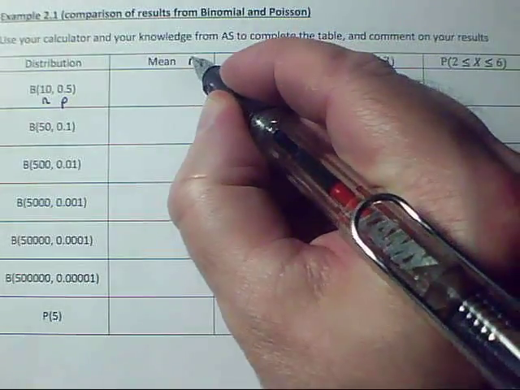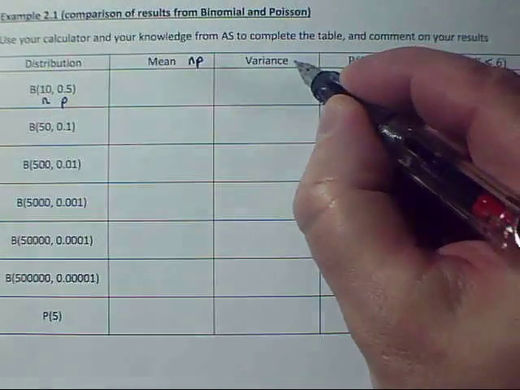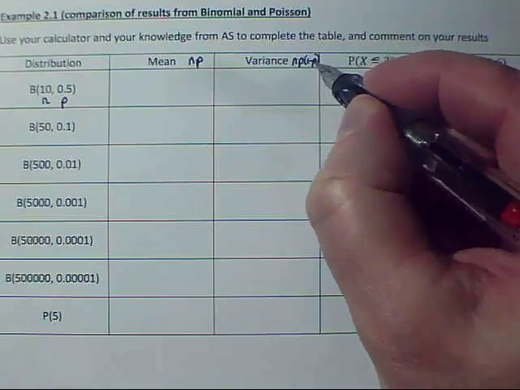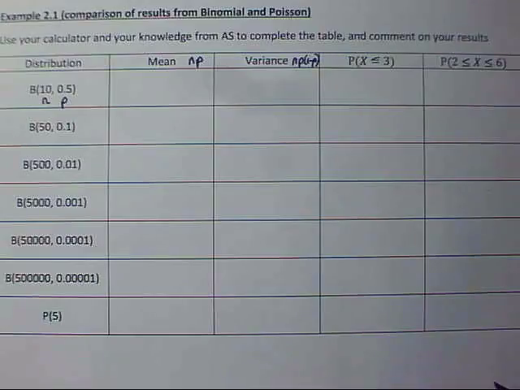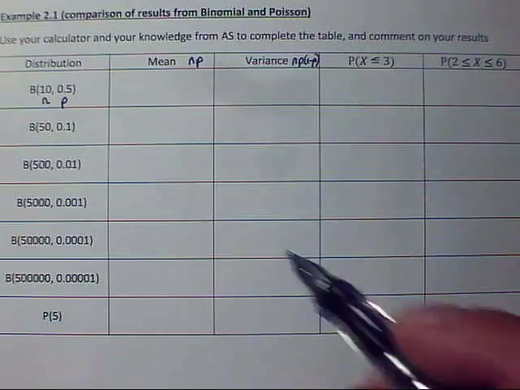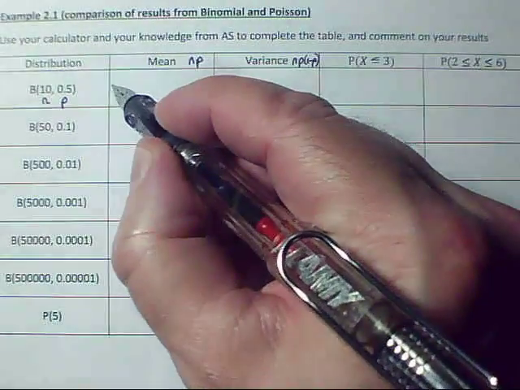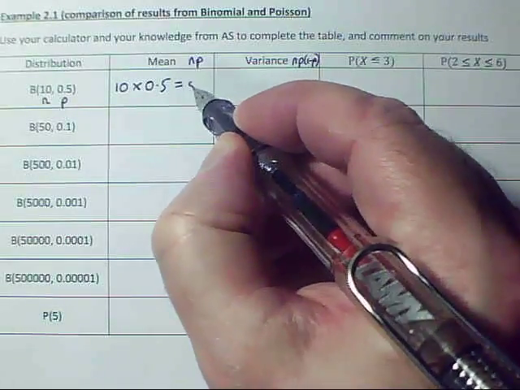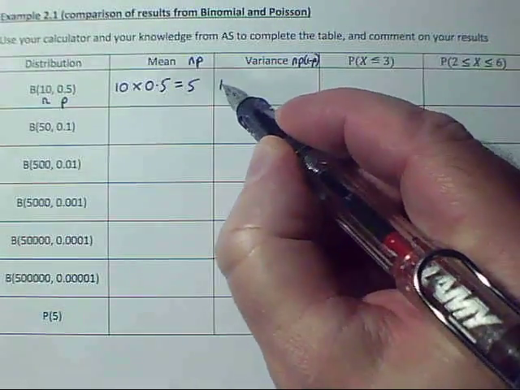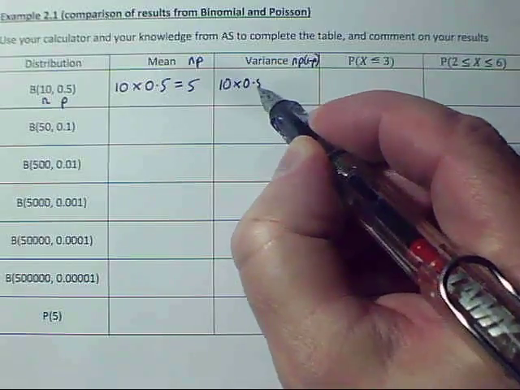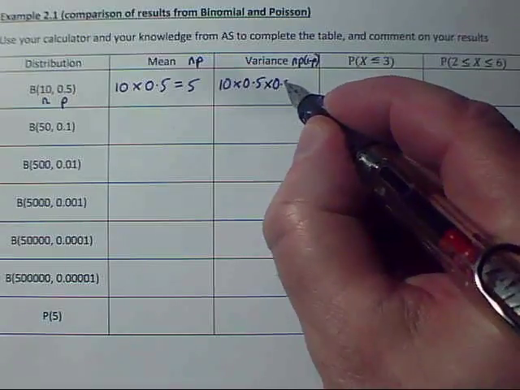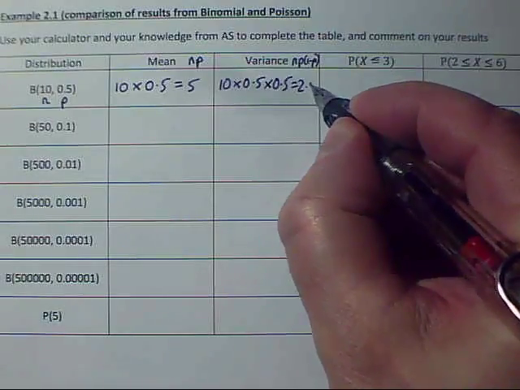The mean formula is np and the variance formula is np(1 minus p). And you need to know that it's page 13 that you find those on. Okay, so for this particular one, my mean is going to be 10 times 0.5, which is 5. And my variance is going to be 10 times 0.5 times (1 minus 0.5), which is 0.5 again. So the variance will be 2.5.